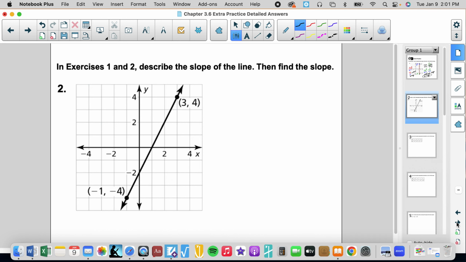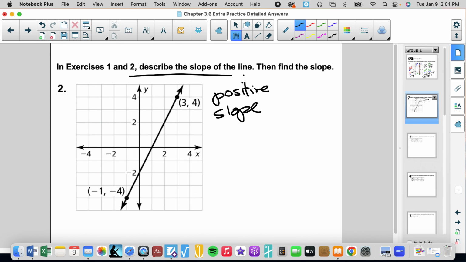Here we have positive slope, so describe the slope. It's going to be a positive slope. How did I know it was going to be positive? Because moving left to right, the y values are increasing. As we increase our x values, from -1 to +3, that's increasing. Notice what happens to our y values. We go from -4 to +4. So our y values are increasing, and so that we know is a positive slope.